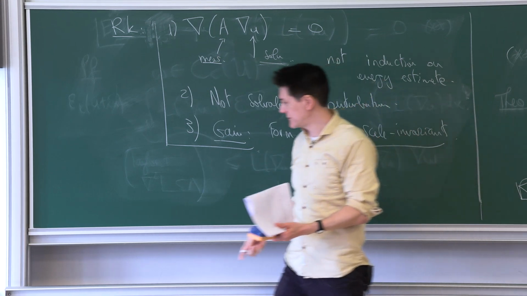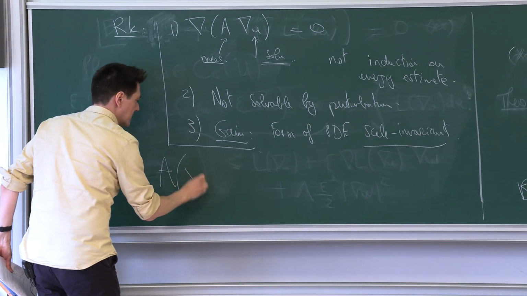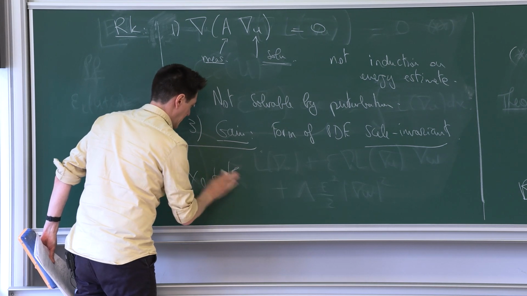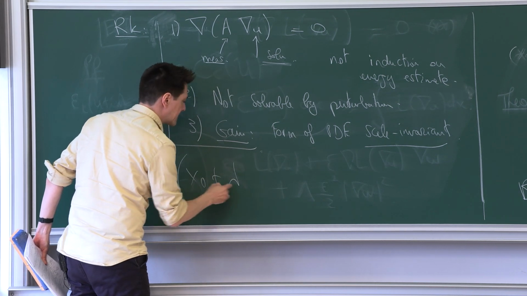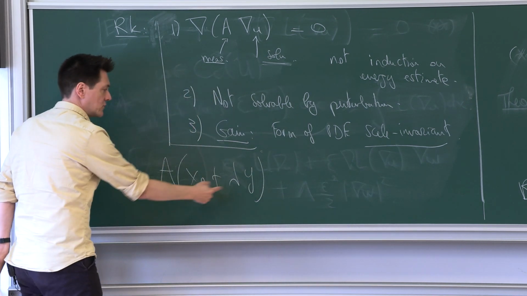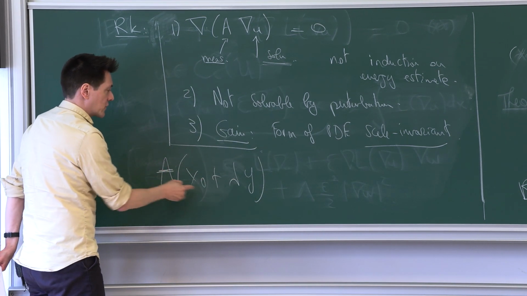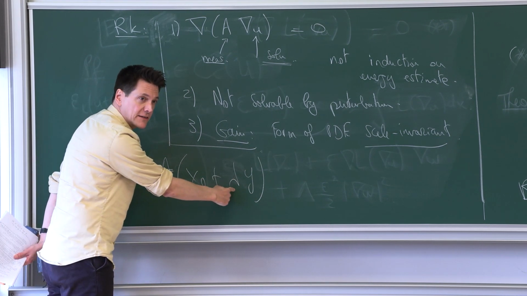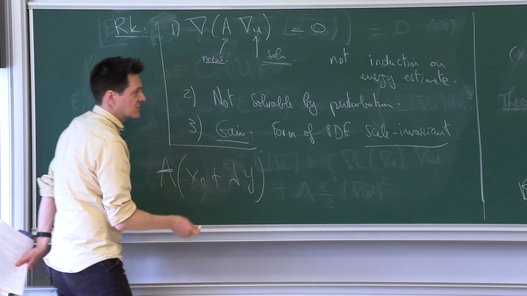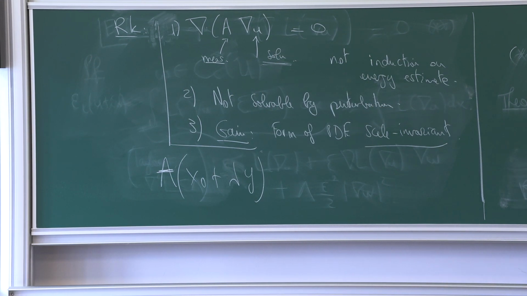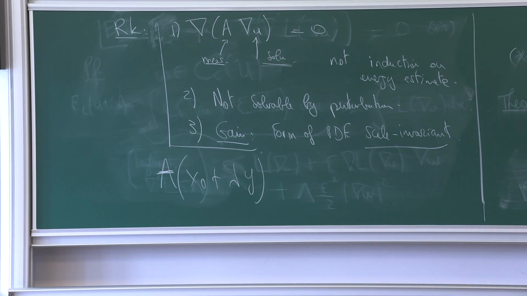Is that clear, right? What I mean? If I, for instance, consider the matrix A(x0 + lambda y) as a new function of y, if A was a smooth function, I would be changing the regularity with this lambda. Here I'm changing nothing. And in this approach, it is very natural to always try to establish only scale invariant properties.